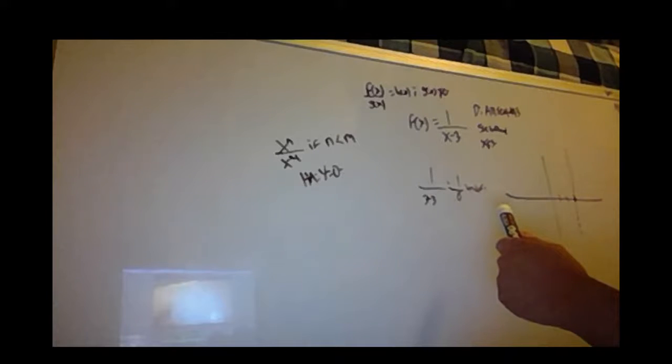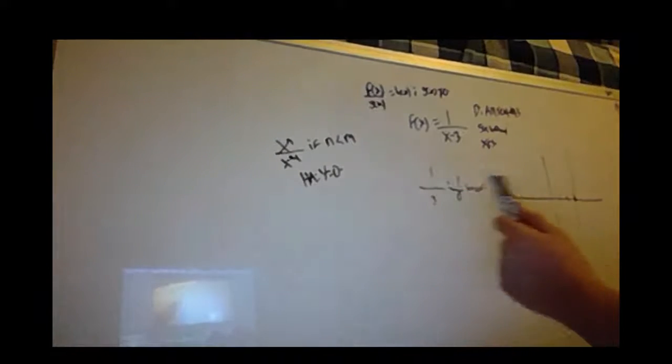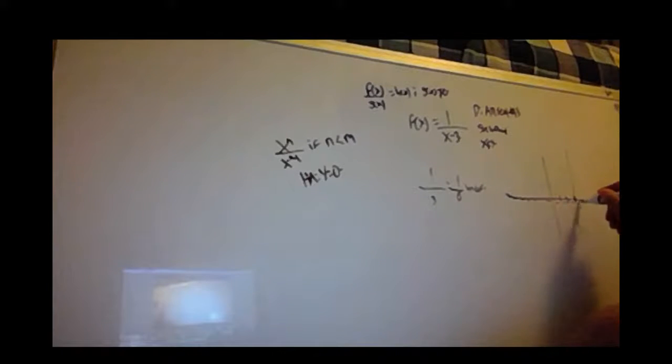And so from there, that's why our horizontal asymptote would be kind of right here. Even though it's on the x-axis, you could still kind of just right next to it, you could say that the horizontal asymptote is y equals 0.